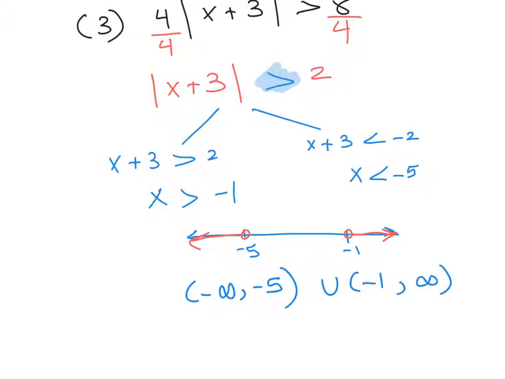So the first 3 questions have been straightforward absolute value inequalities. I do not need to do a number line for those because once I find the inequalities, I can simply write my interval notation. Now let's move on to number 4.